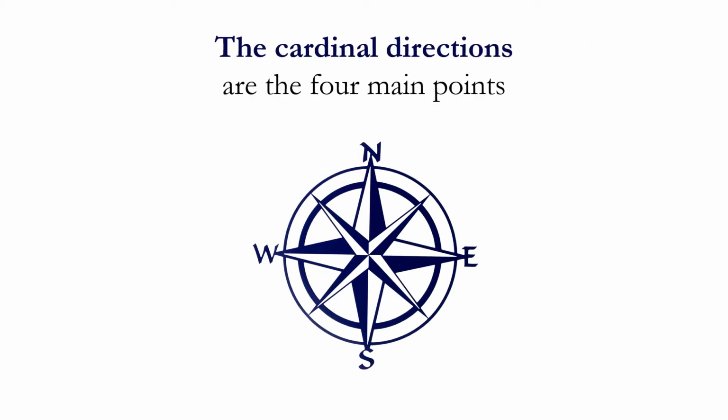The cardinal directions are the 4 main points. Somebody said that the easy way to remember NESW was never eat soggy watermelons. I never would have thought of that, but if it works, that's great. We know that N is north, S is south, E is east, and of course W is watermelon. West.